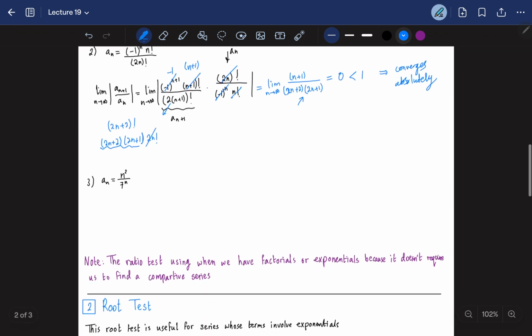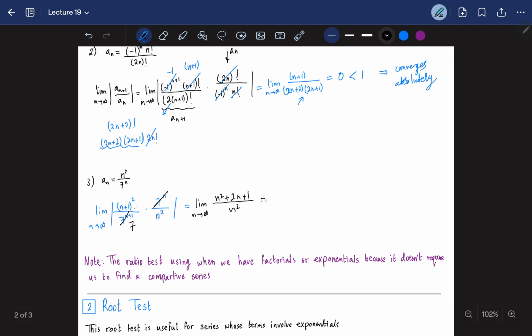And now for the last example, I have my a_n to be n squared over 7 to the n. So let's apply the limit. We do a_(n+1) first, then multiply by the reciprocal. Now let's simplify. This goes away. I have a 7 here. And technically these I can't cancel directly.